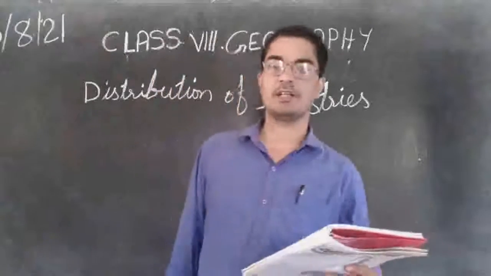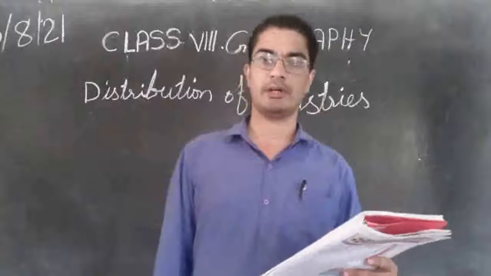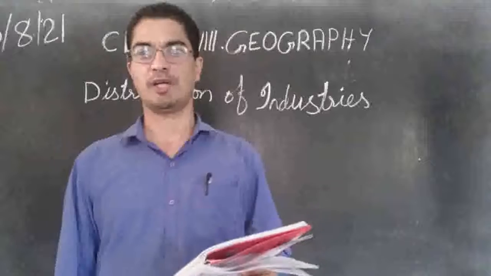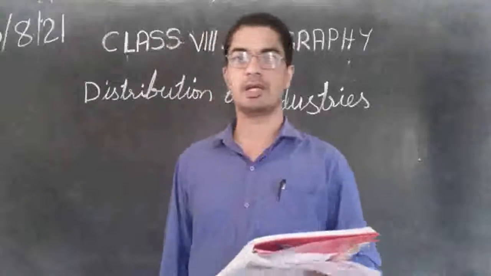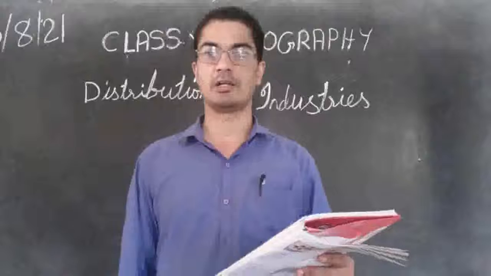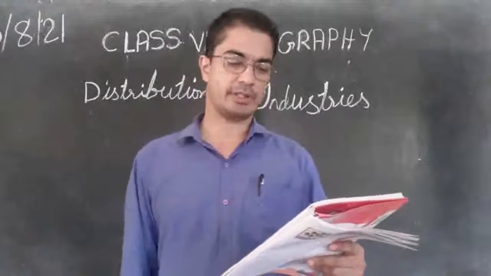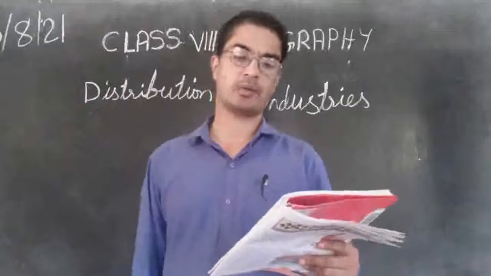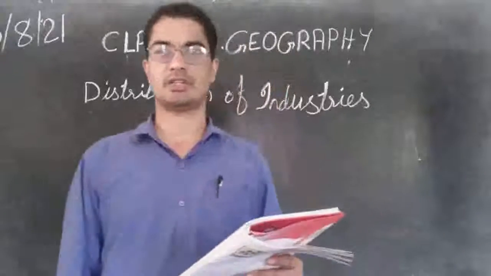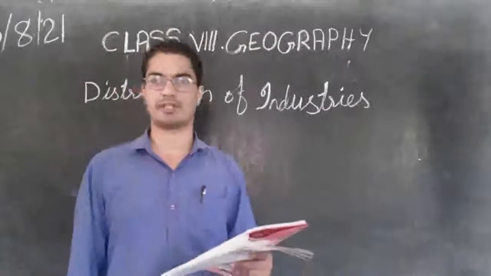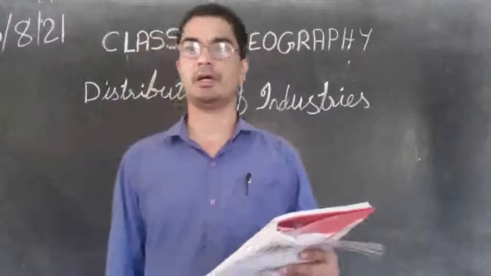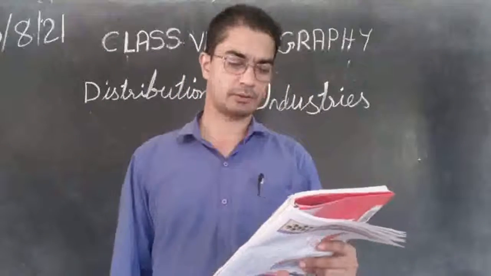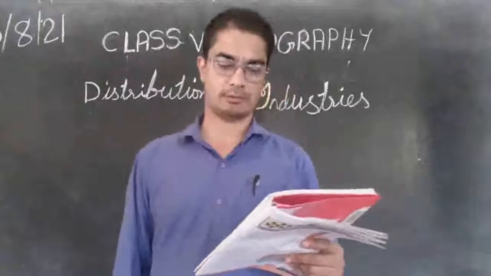Then textile industry is concentrated in India. So we are very poor in matters of iron and steel industry, but in matters of textile industry we are a leading country. We have many textile mills. So India, Hong Kong, South Korea, Japan and Taiwan. These are the major countries where textile industry is flourishing. Which are they? India, Hong Kong, South Korea, Japan and Taiwan.